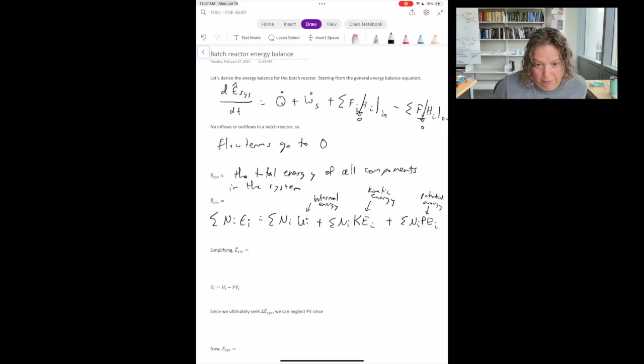We're going to simplify this to get rid of those kinetic and potential energy terms. Talking about a batch reactor, the kinetic energy isn't going to have much of a contribution there. When we're talking about a system, the kinetic energy would be the system itself moving. Typically a batch reactor isn't going to be moving, and even if it was, that kinetic energy would be a lot smaller than the internal energy. We can make the same exact argument for the potential energy term.